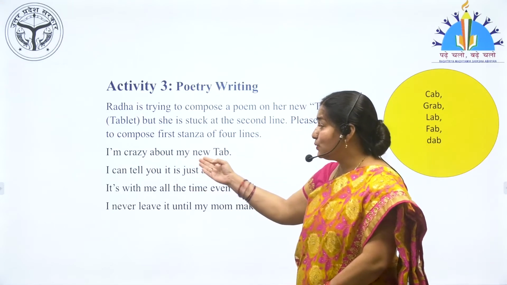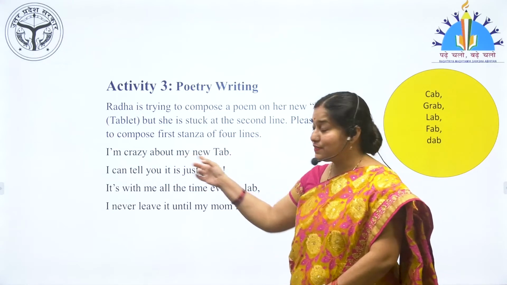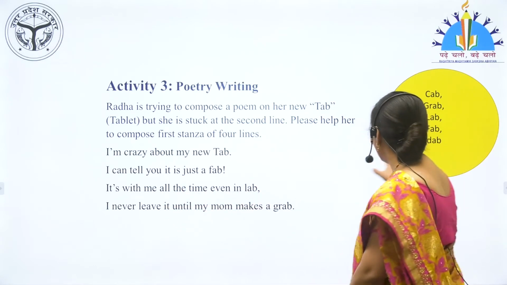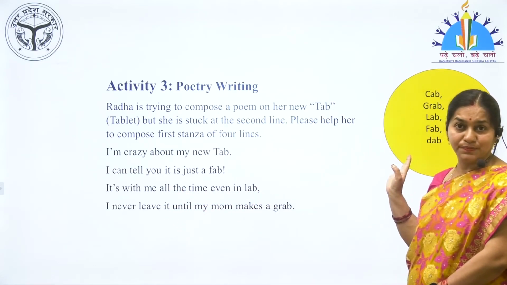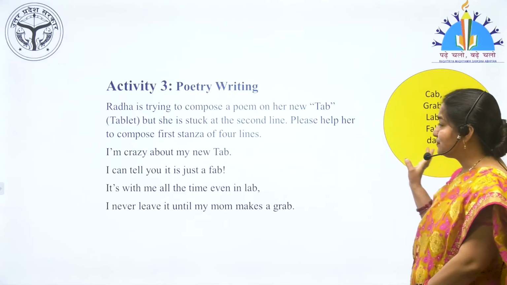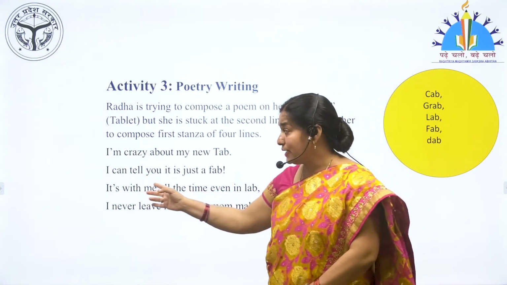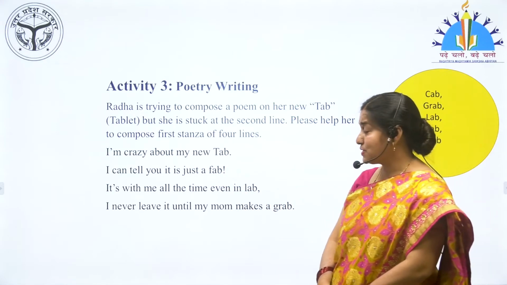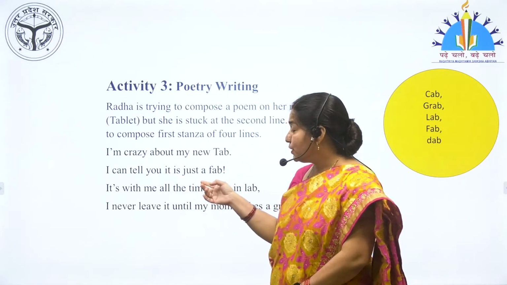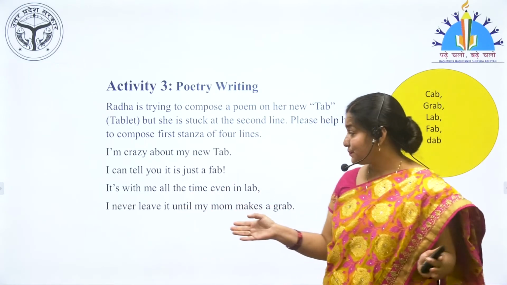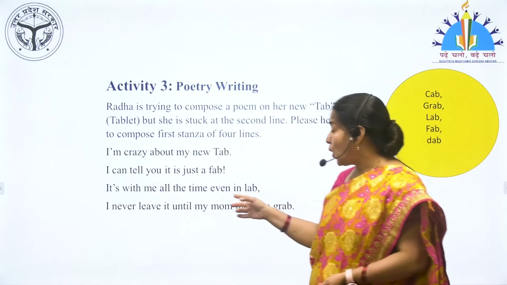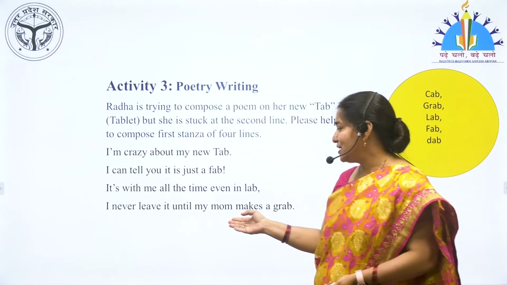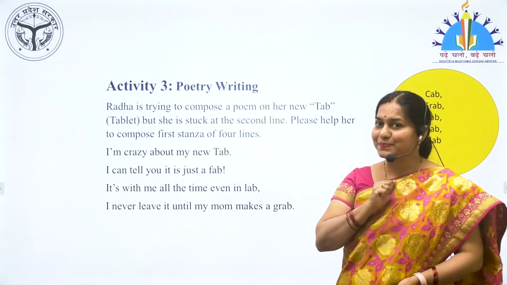I'm crazy about my new tab. This line is given in your module. I have developed these 3 lines on the basis of these rhyming words of tab. You can see, I can tell you, I'm crazy about my new phone. Radha is writing the first line. I can tell you, it is just a fab. It's with me all the time, even in lab. I never leave it until my mom makes a grab.